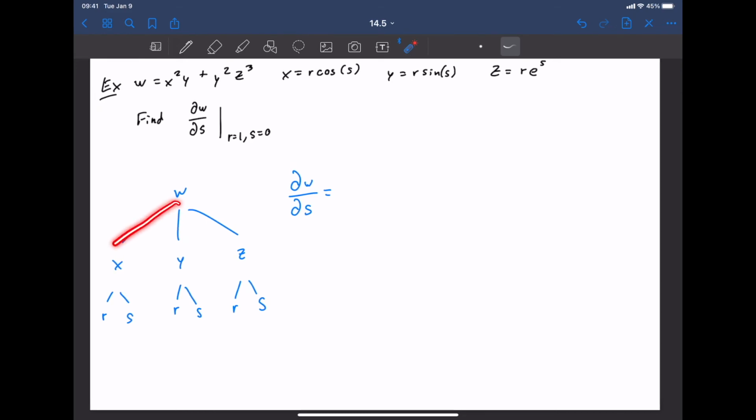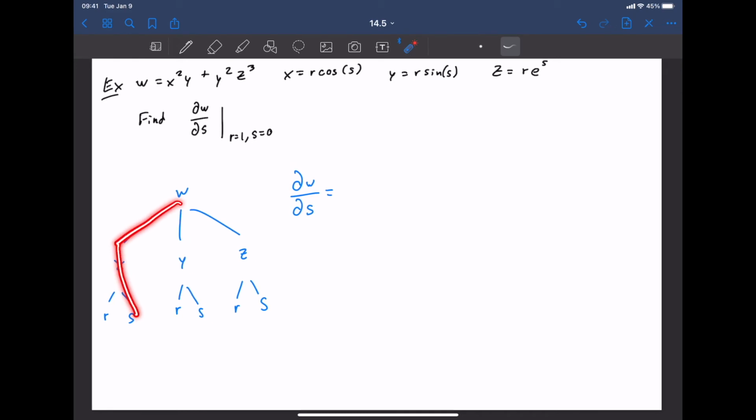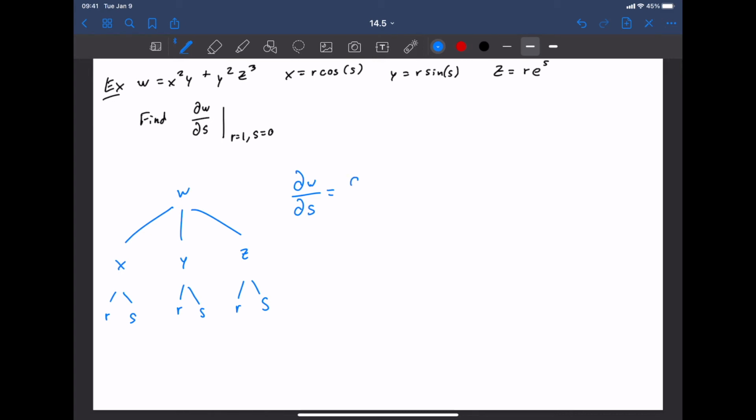First one, I have to go from w to x to s. How do I go with that? I go w to x, x to s, times. Nope, sorry. Then plus. That's always how people mess up. These are always added, the branches. We're adding the branches.